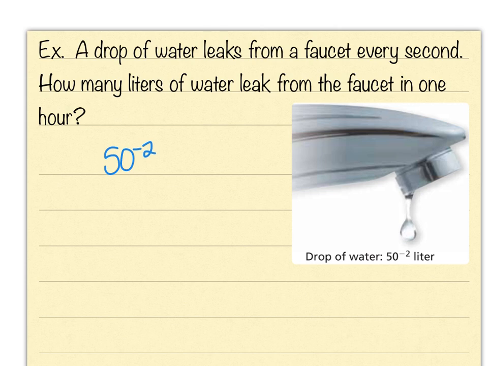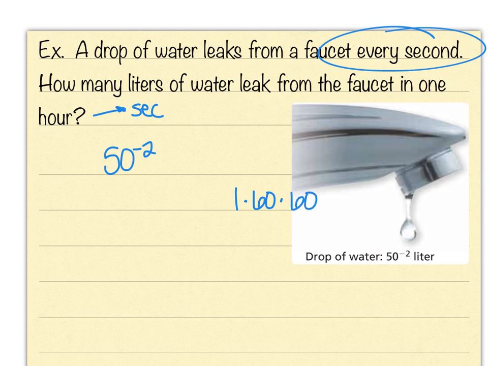Well, in 1 hour, how many seconds is that? I have to turn this into seconds since it says it leaks every second. So in an hour, you have 60 minutes. And every minute has 60 seconds. So I've got 60 squared, right? So 50 to the -2nd power times 60 squared, because that's how many seconds are in an hour.